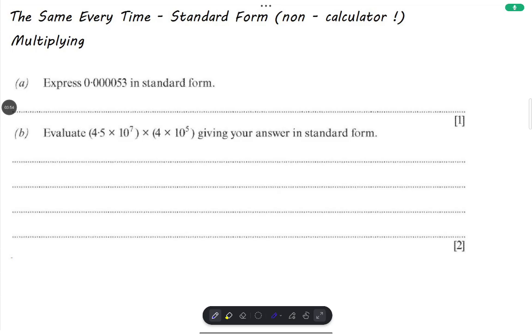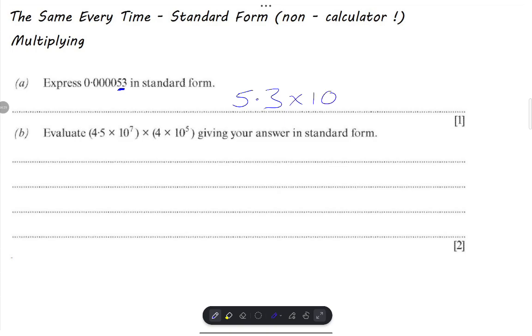So here's another exam question. Two parts to this, worth 3 marks. So express 0.000053 in standard form. Well, all we have to do to express a number in standard form is think about where I can put the decimal point to make a number between 1 and 10. So the numbers I've got there are 5 and 3. So I put the decimal point between the 5 and the 3, which gives me 5.3.